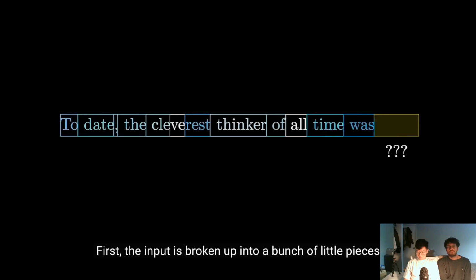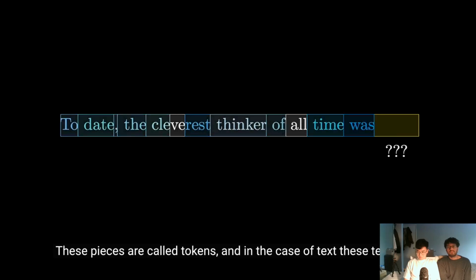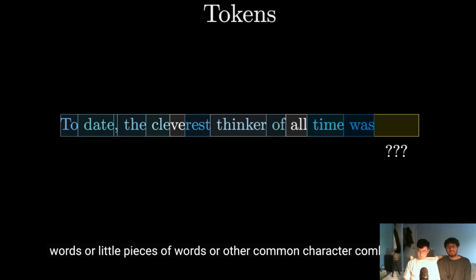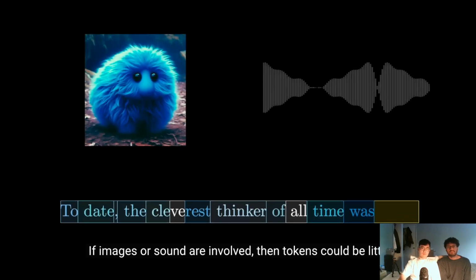First, the input is broken up into a bunch of little pieces. These pieces are called tokens, and in the case of text, these tend to be words or little pieces of words or other common character combinations. If images or sound are involved, Sorry.